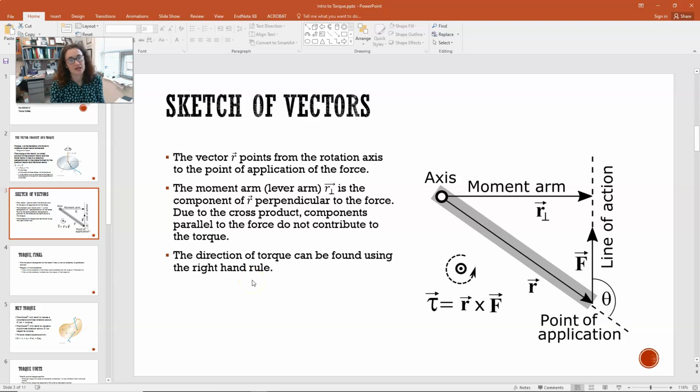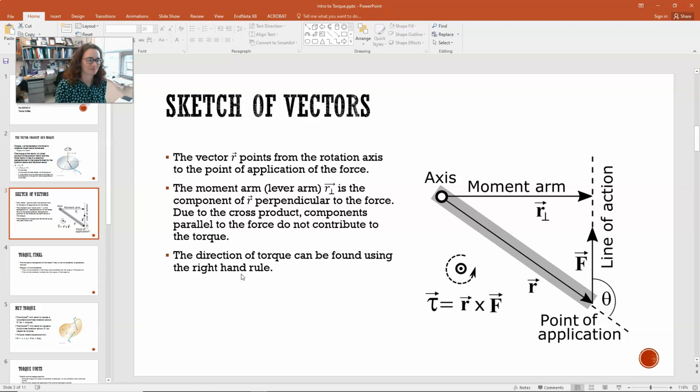Now, due to that cross product, which causes that sine of theta, or if you do the vector cross product with a 3x3 determinant, you'll be able to see this too. Due to that vector cross product, components that are parallel to the force do not contribute to the torque. So components of R parallel to the force don't contribute to the torque. Or another way to think about it is that if you exert a force and that force isn't perpendicular to your position vector, then only components of force perpendicular to the position vector will contribute to a torque.